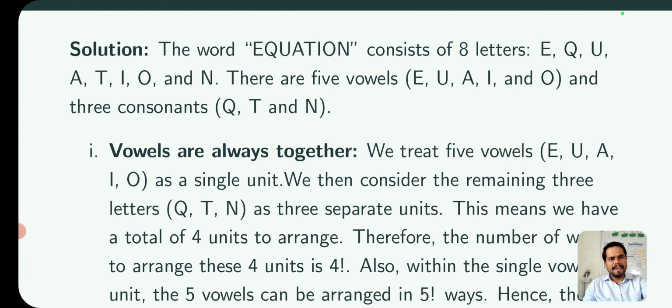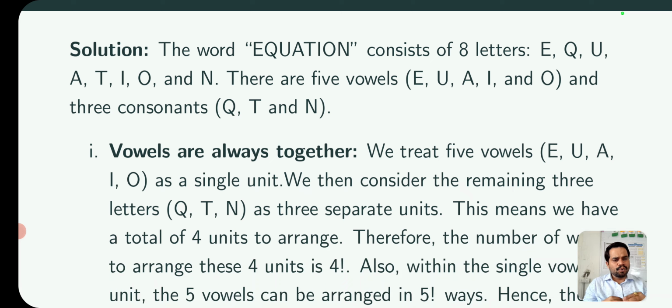If we see, there are 8 letters in the word equation. Out of these 8 letters, 5 are vowels and 3 are consonants. So vowels are always together. We treat these 5 vowels as a single unit because of the condition that they must always be together. And we consider the remaining 3 letters as 3 separate units. So what is the total number of units? 4.